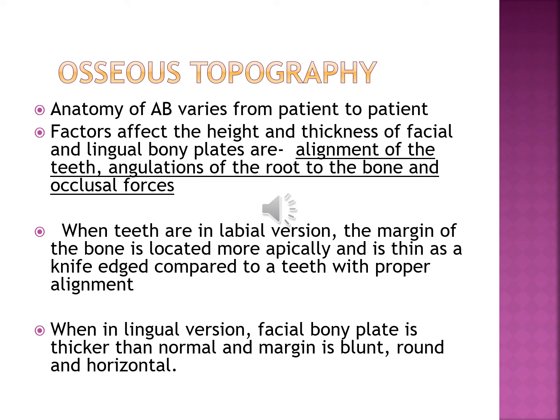Osseous topography of the bone differs from individual to individual. The anatomy is different for every individual. Factors that affect the height and the thickness of the facial and the lingual bony plates are alignment of the teeth, angulation of the root to the bone, and occlusal forces. When the tooth is in labial version, or more labially placed, the margin of the bone is located more apically and is thin as a knife edge compared to a tooth with a proper alignment.